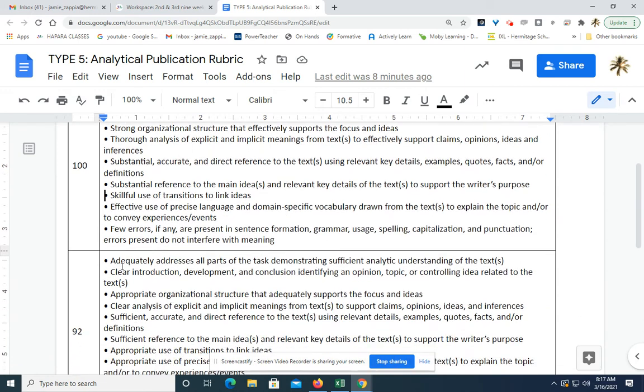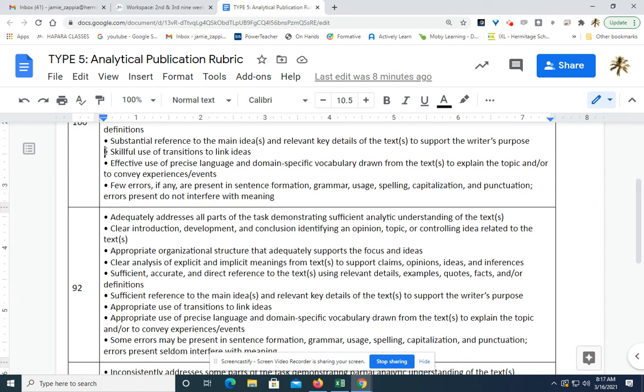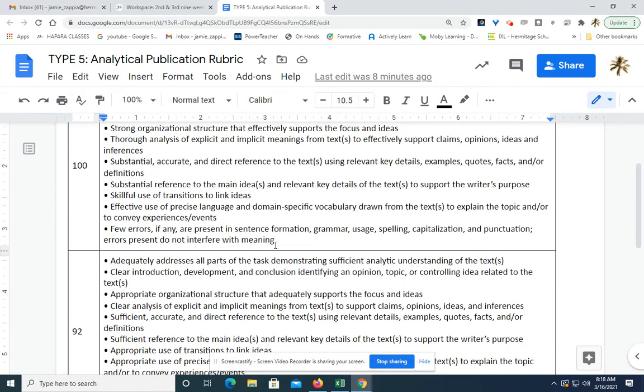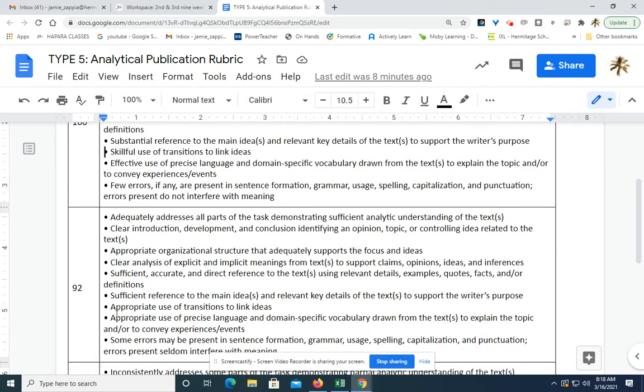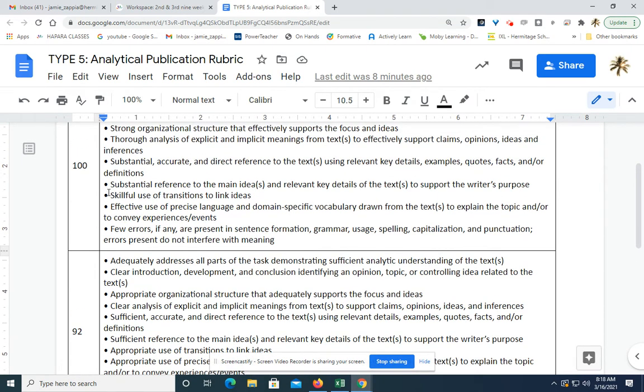Notice the difference between 100 and a 92 is the types of transition words used. Skillful use of transition versus appropriate use of transitions. What might that look like? Well, skillful uses of transitions transition between your paragraphs subtly, not just with those obvious, blatant, tacked-in words like first, last, in conclusion, finally. We would call those appropriate. We would never call those skillful. So make sure we're not using the tacked in transitions that sound so obvious every time. Have skillful transitions used. Think of a subtle way to join sentences together without always having to use that in-your-face loud transition word every single time.